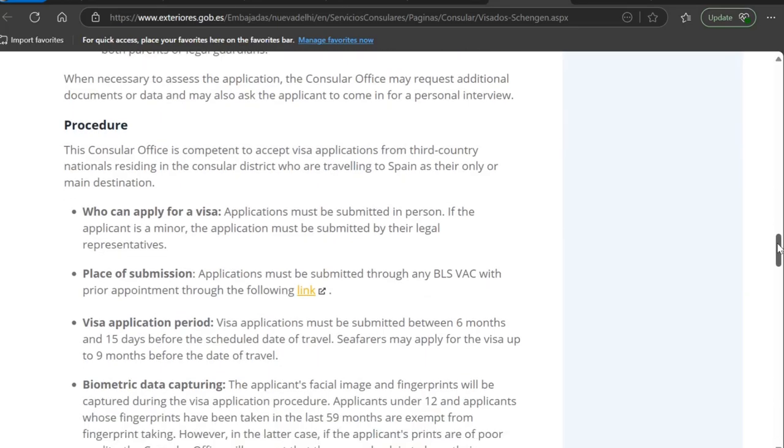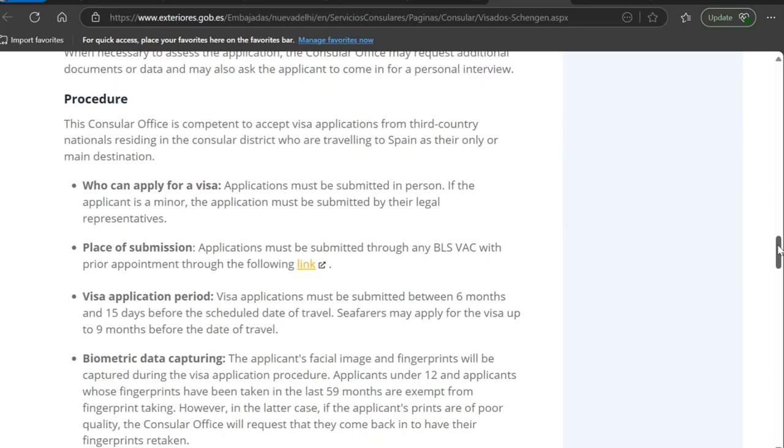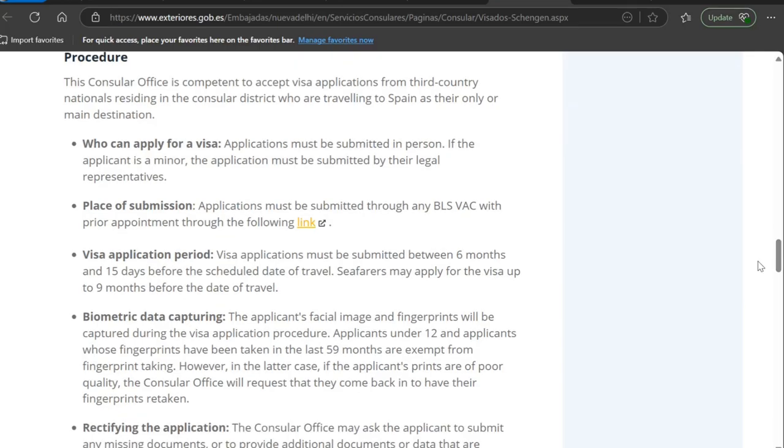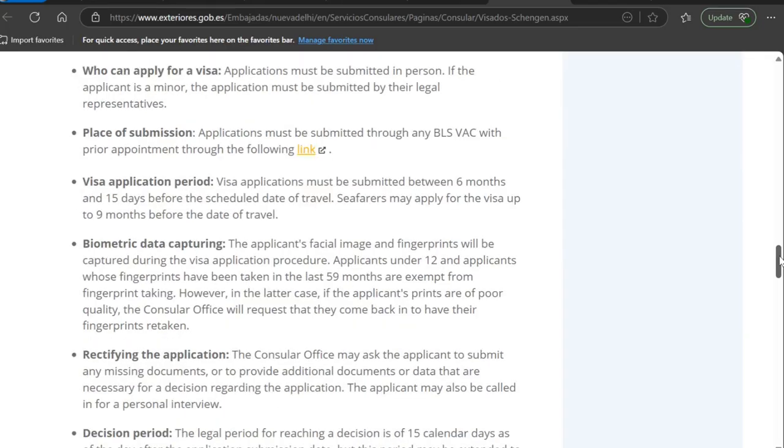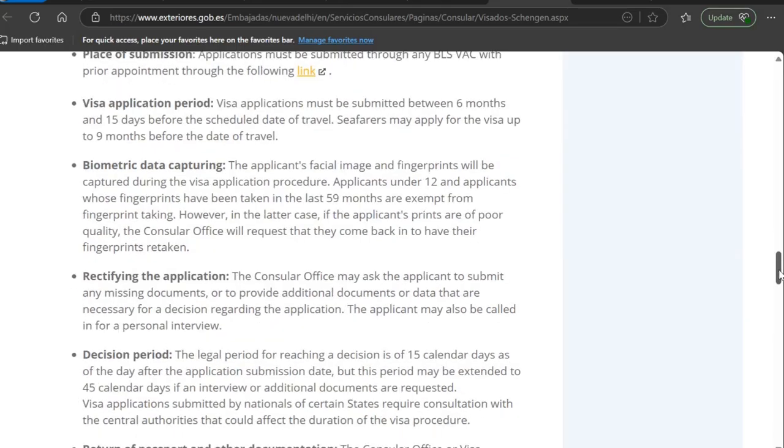The question comes that after getting these documents, where are you gonna apply? It has to be submitted through BLS. Basically, BLS is a third-party agency authorized by the Spanish embassy to collect applications in India, while most of the other European countries have done it with VFS. Spain has done it with BLS. Visa submission time is between 6 months to 15 days before the scheduled date of travel.